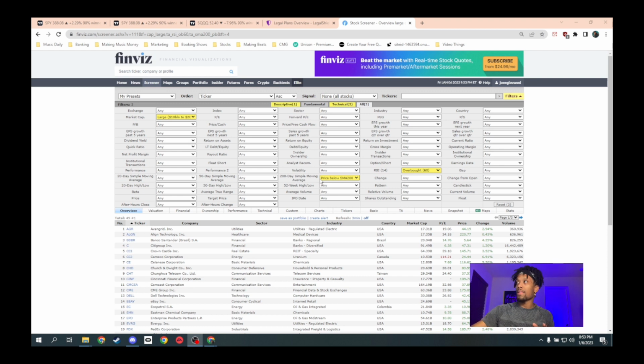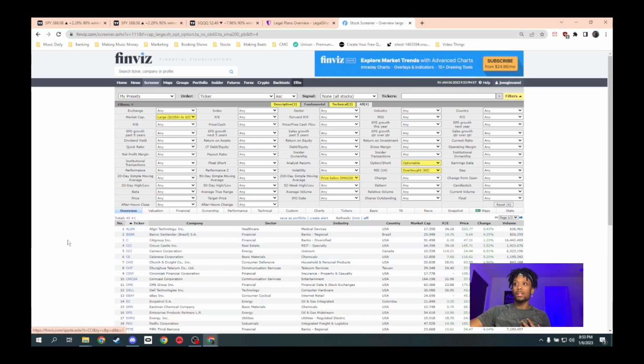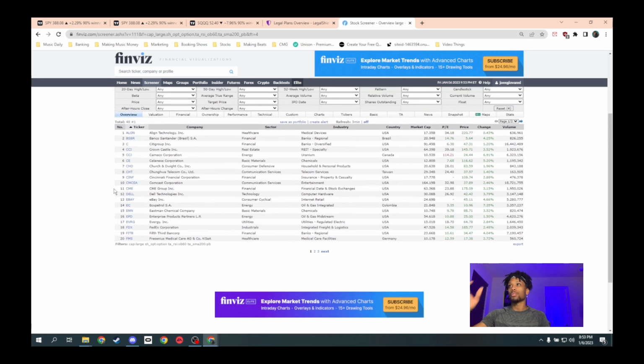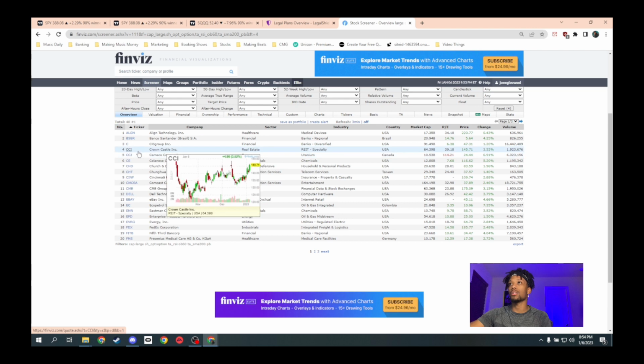And then after that, I'm looking for whether the RSI is overbought or oversold. Last thing I want to add in there is make sure that it's optionable, because I trade options. Bam. So that's going to give you a nice little 3-page list. Then what you do, you just come through here and you find companies that you're familiar with.